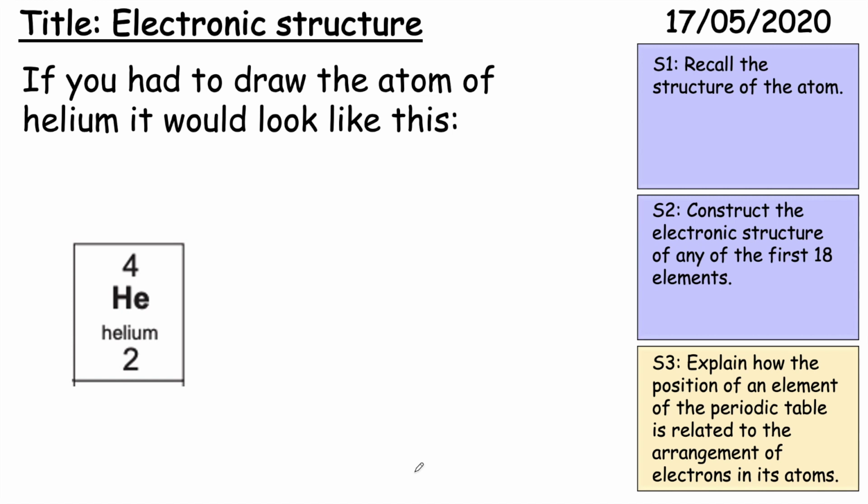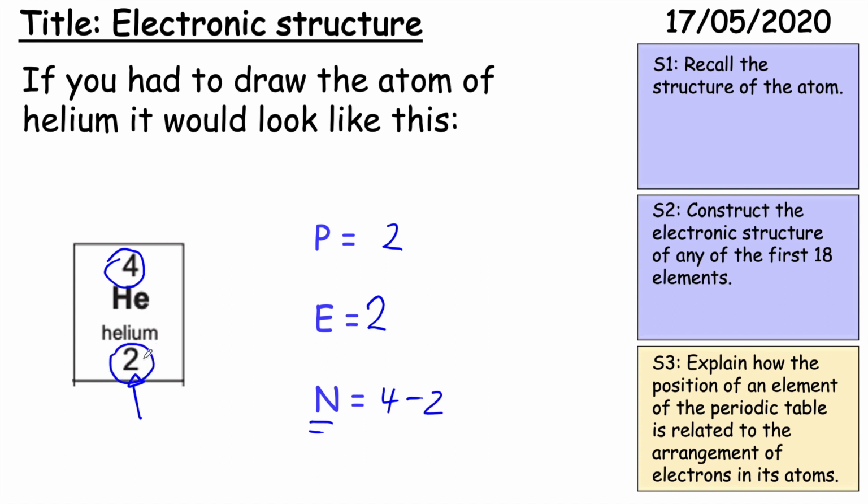Now let's have a look at helium and how we would see that if we were to do the electronic structure. Well, before we get into drawing the structure, we have to look at the protons, electrons and neutrons that an atom has. So the protons, well, we know this is the small number here. So protons is 2. The number of electrons is also the same as the number of protons. So if it has 2 protons, it must have 2 electrons. And finally, the number of neutrons. To do that, it's the mass number, the larger number, minus the small number at the bottom here, the atomic number. So it has 2 neutrons.